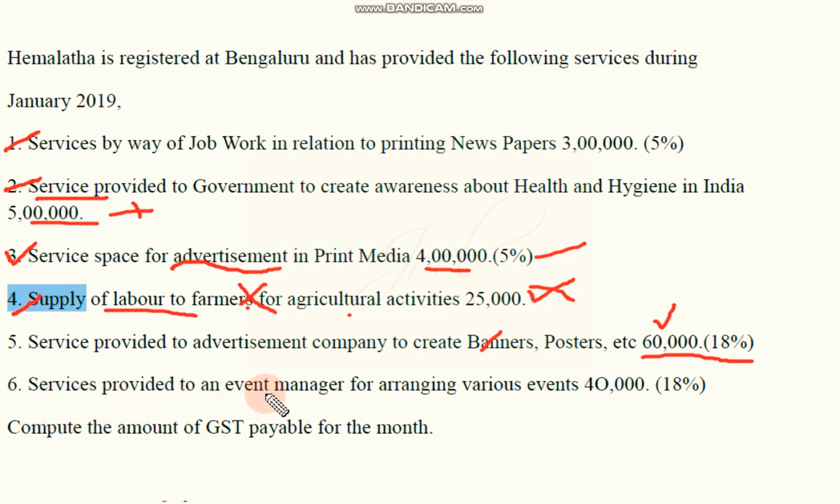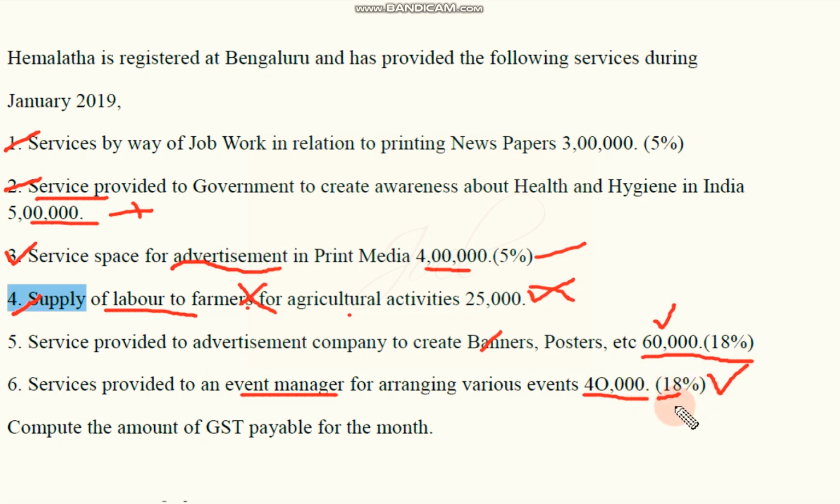Next, services provided to the event manager for organizing various events. The amount is given, and again it is a service. 40,000 is the amount, the rate is 18%. You multiply 40,000 by 18% and divide the total equally into two parts. How much does it make? 7,200 it will come.